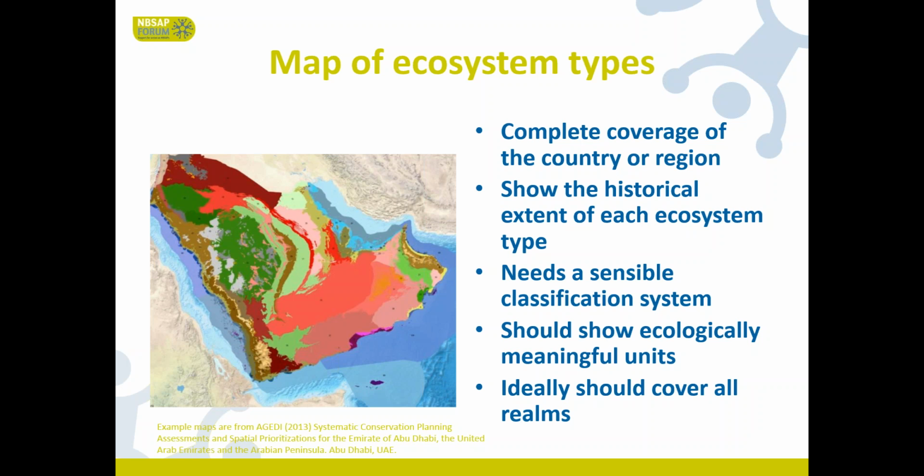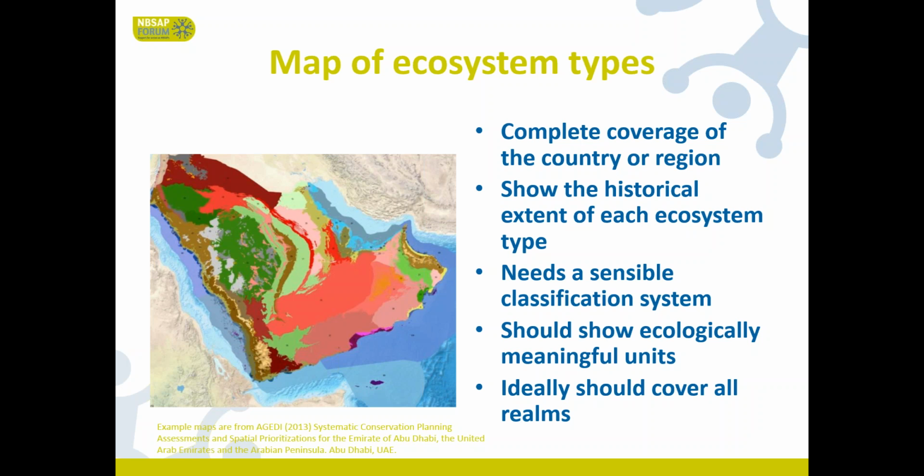So we need a map of ecosystem types. There are a couple of things that are very helpful to bear in mind when one is putting this map of types together. The first is that we actually do need to make sure that the map covers the whole country or region. So you don't want a map of a little portion of your country or area of interest. A second point is that it needs to show the full historical extent of each ecosystem type.